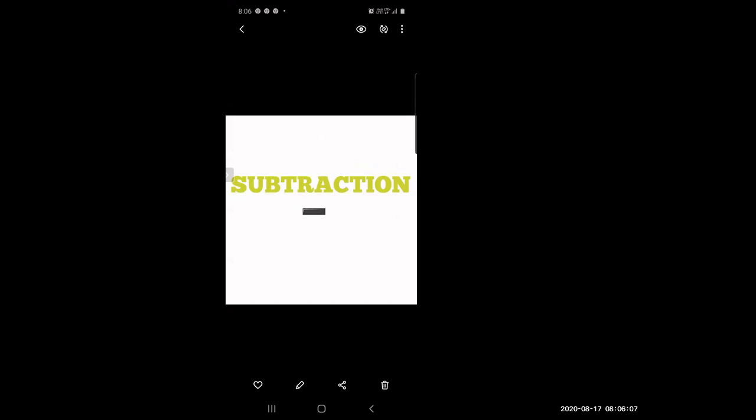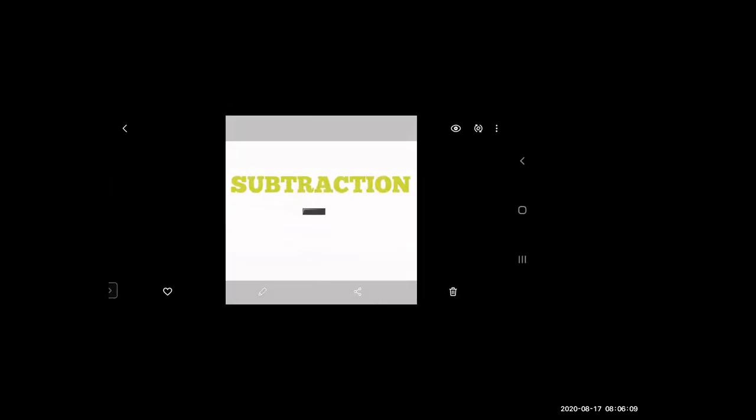So our today's topic is subtraction, and you can see the sign that I have given below the word subtraction. That sign is called the minus sign. And remember students, this is very important: while solving each and every sum of subtraction, you have to put this minus sign in each and every sum without forgetting. So we are talking about subtraction.